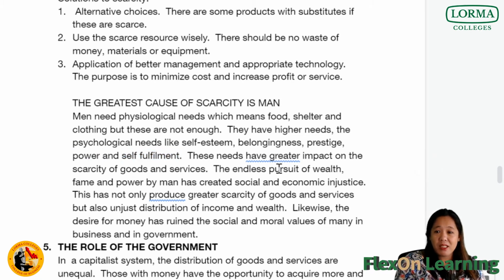Okay? These needs have greater impact on the scarcity of goods and services. So not just our physical needs, but also these other needs. Because of these needs, we create scarcity. Okay? And the endless pursuit of wealth. Do you want to become rich in the future? I know for sure you will say yes.